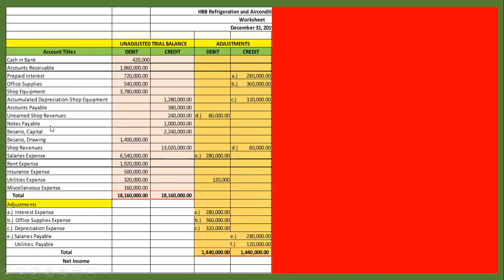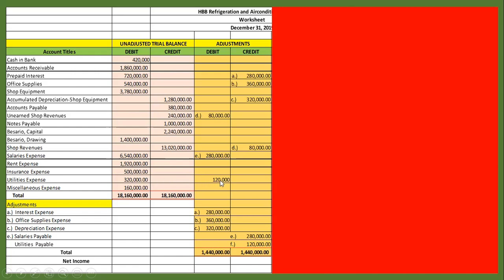We don't have any salaries payable yet, so we need to provide a new account title for salaries payable. Then post the amount on the credit side of the adjustment column. And then next, we have utilities expense. Notice there is already a utilities expense account in the account titles.